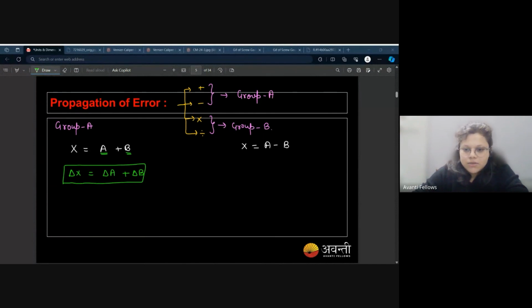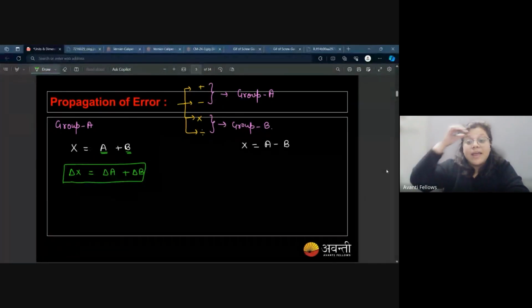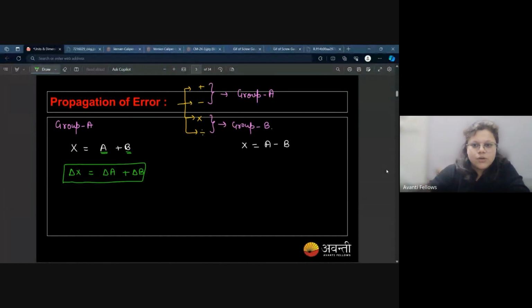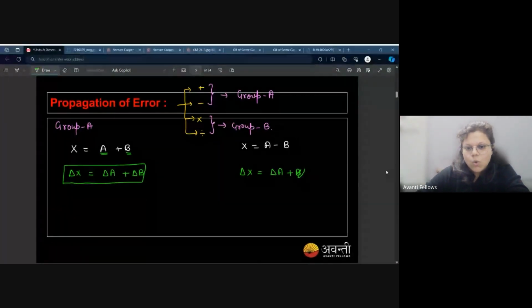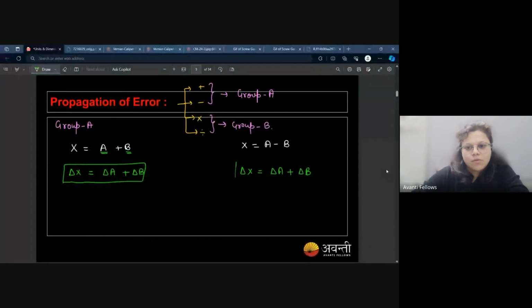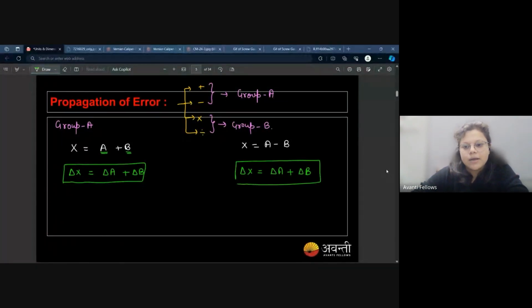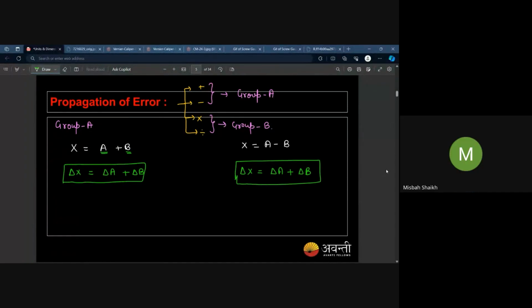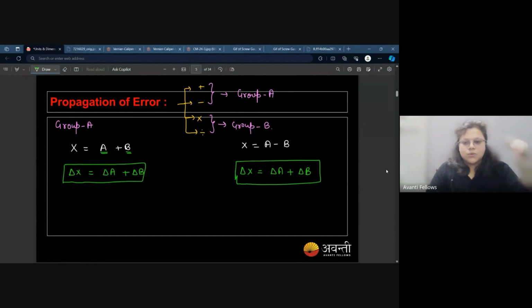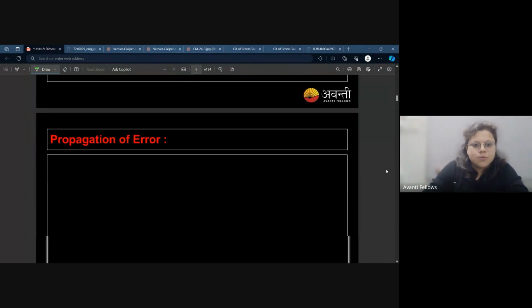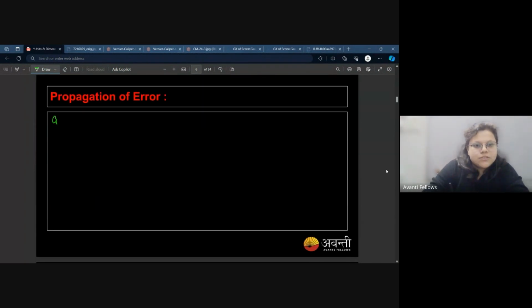Here, even if you have negative subtraction in your expression, you can get the error in the same way. In the calculation of error, there is no idea of subtraction. There is always addition. You always add the errors. Is that okay? Yes, ma'am. Okay, that's cool. Let's come to group B, which is multiplication and division.